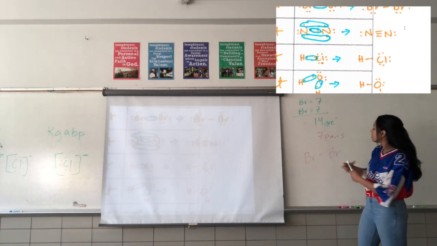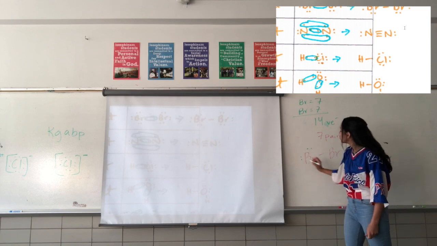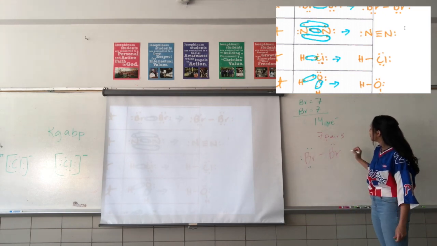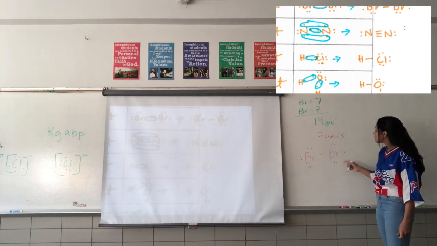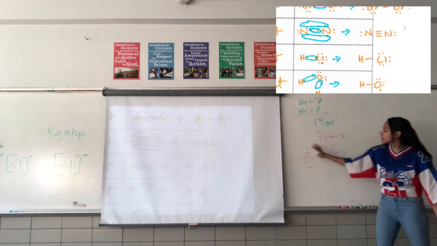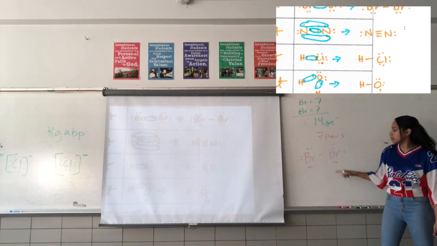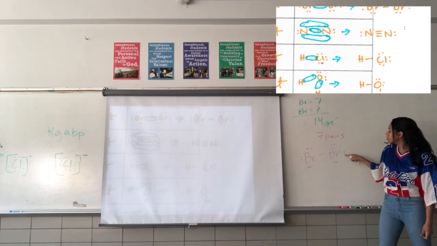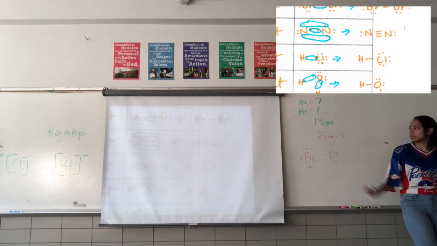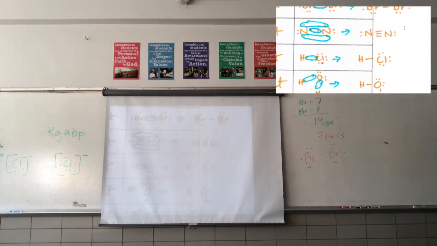So that's 1 pair, 2, 3, 4, 5, 6, 7 pairs. And do they each have 8? Yes. 2, 4, 6, 8. Yep. 2, 4, 6, 8. Beautiful. Same thing this way. Check the rest. Let me know if you have questions.